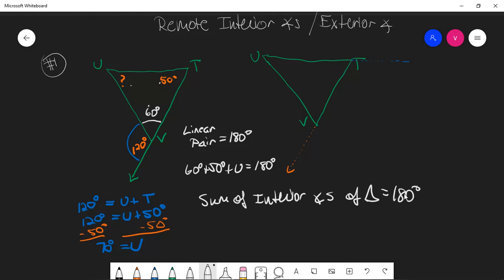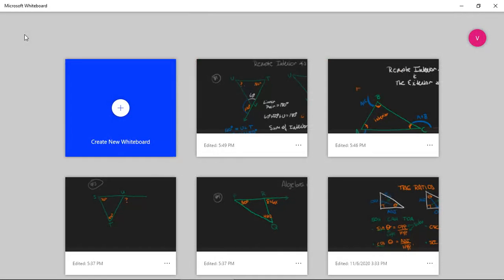And if you did it that way, it also works. It should be the same thing. 60 plus 50 plus 70 should equal 180. Okay? So you can do it either way you want to. I don't care as long as you understand how this works. Let's do 2 more problems here.